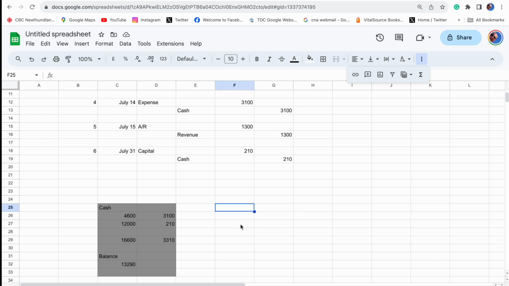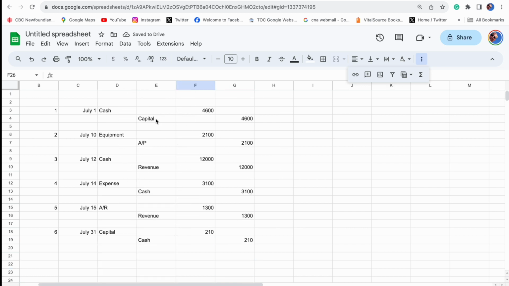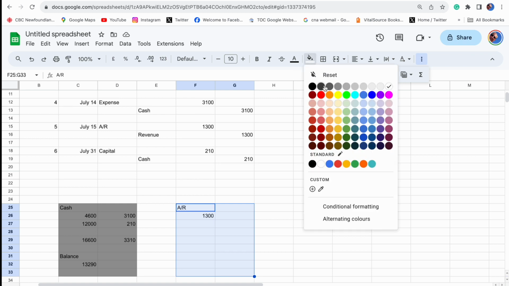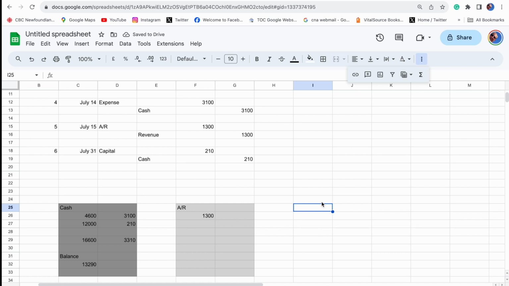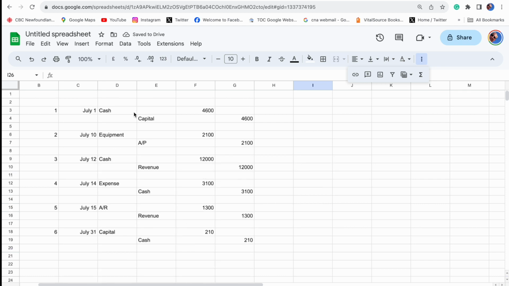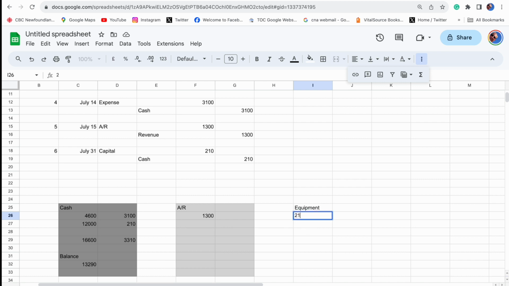And then we move to our next account. What would be the next account? Well, accounts receivable. What happened in accounts receivable in our list here? Well, on July 15th, accounts receivable went up by $1,300, and there was no more movement on accounts receivable. That was the only thing that happened there. And if we look at our equipment account, what happened there? Well, we saw equipment go up right here by $2,100. Was there any more movement in our equipment account? No. That was the only change in that one.